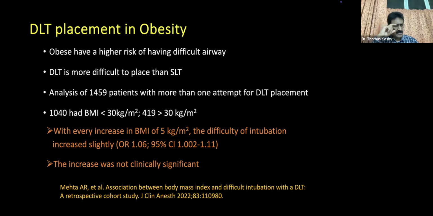So the increase was not clinically significant. If the surgeon requests a double lumen tube, or there is significant secretion from the operated lung, pus, infected material, or bleeding, so you need good suctioning, even in an obese patient one can go for a double lumen tube instead of a bronchial blocker.